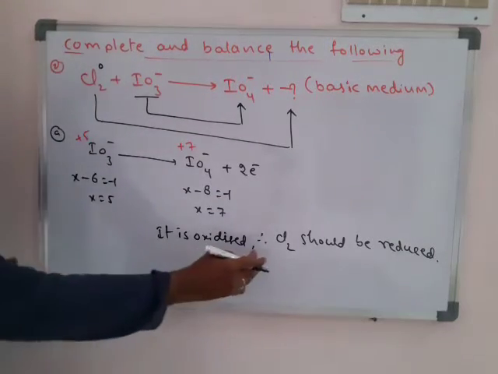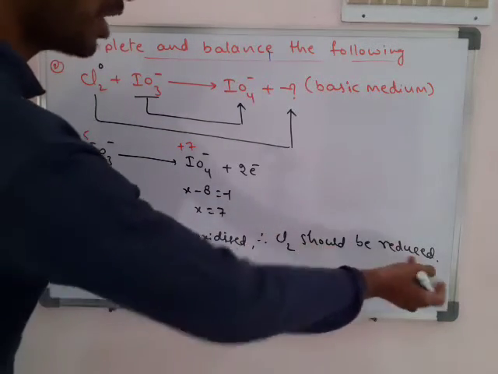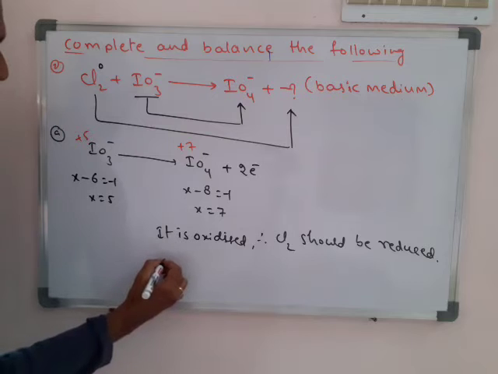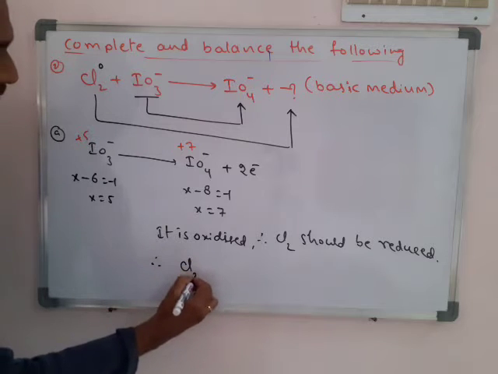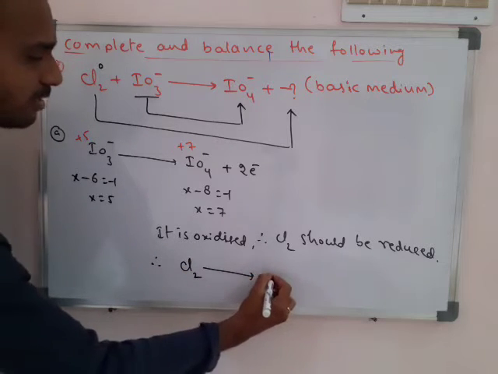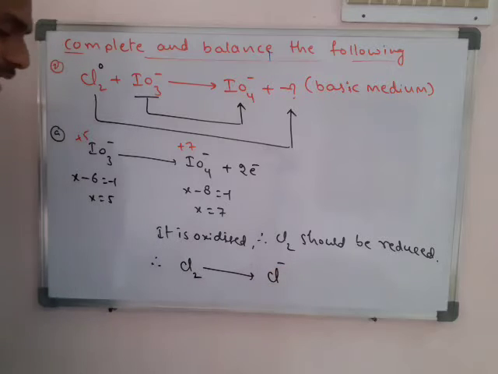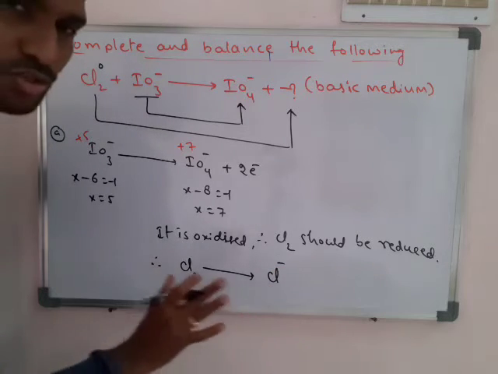So therefore Cl2 should be reduced. So reduced, therefore we can write Cl2 giving Cl minus.